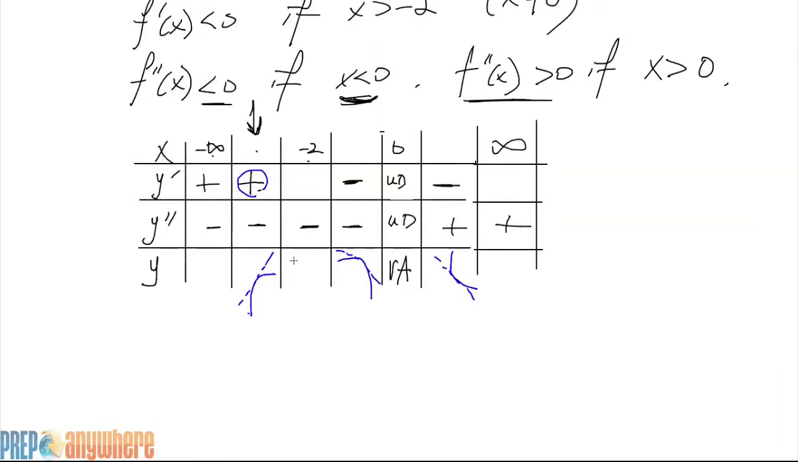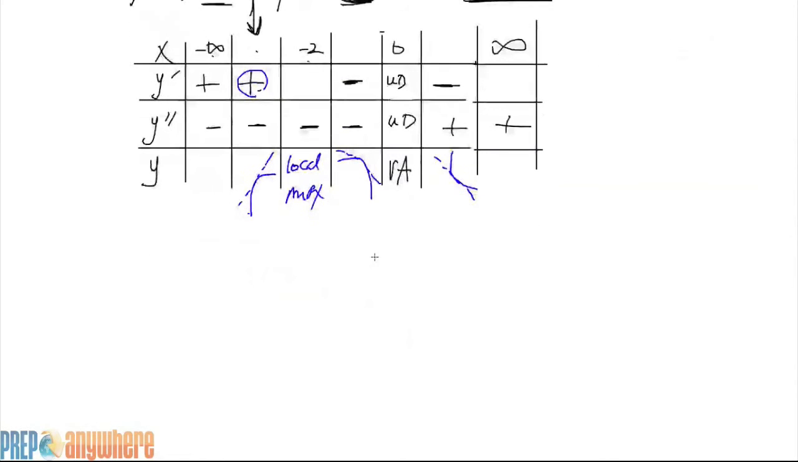Look at this. This is clearly a local max. What is this? Look at this curvature. It changes, right? Inflection point. Wait. It will be an inflection point, except it's undefined, right? So it's not an inflection point. Sorry. That's it. So how do you sketch this?